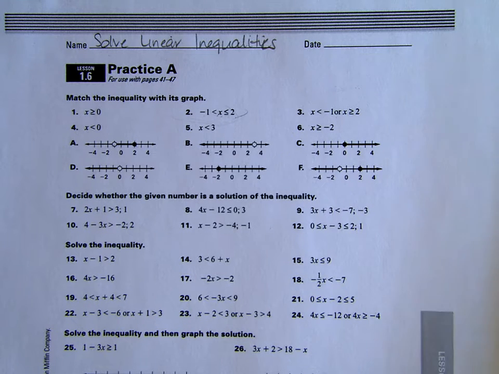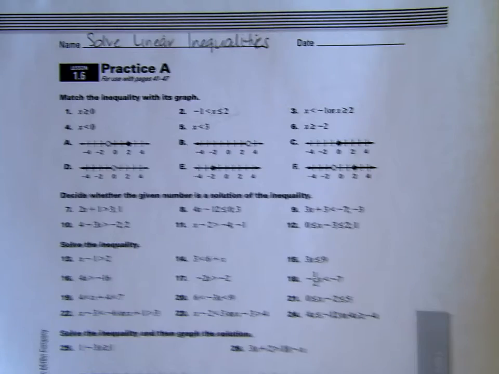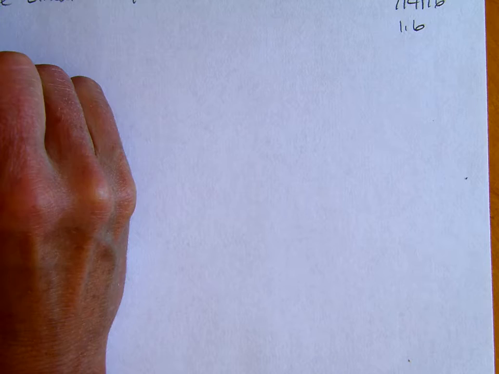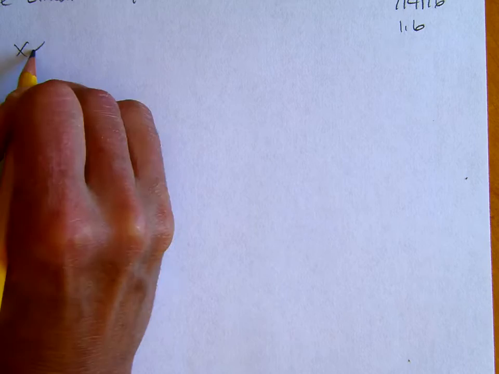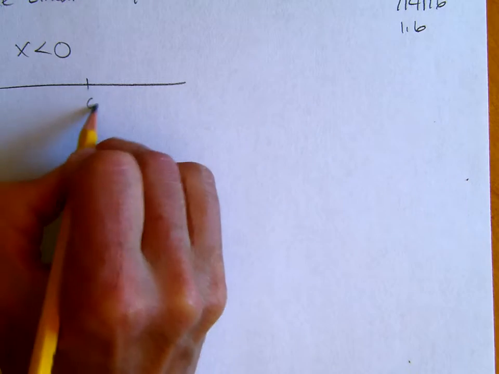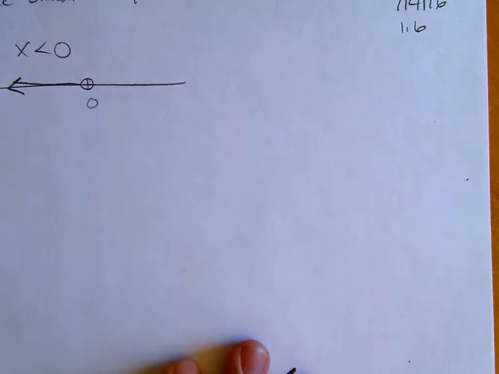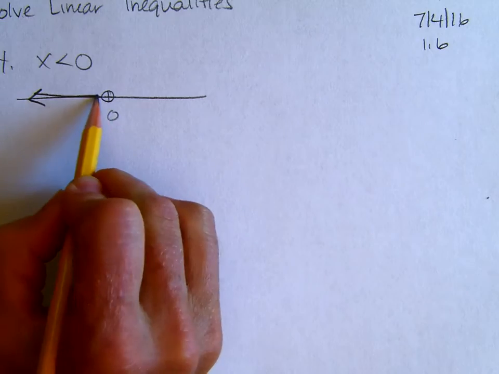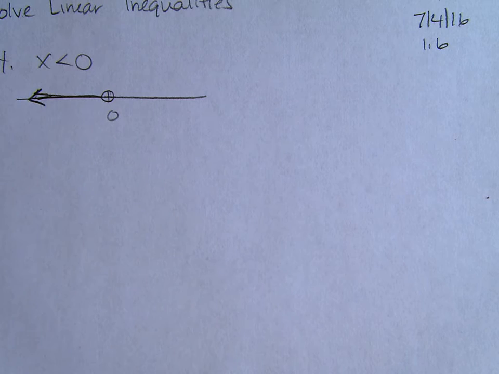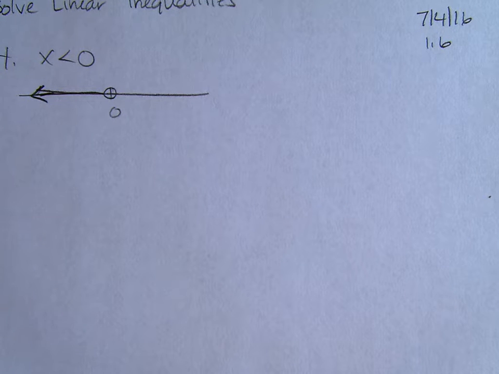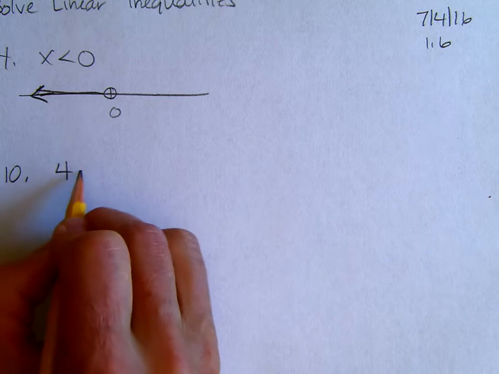So if you were recording these on your page, it does say match. Suppose number 4 just said x is less than 0. A sketch for me is fine. X is less than 0, so it's an open circle and my arrow goes to the left. Something relative is fine.